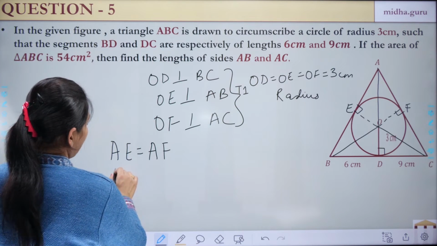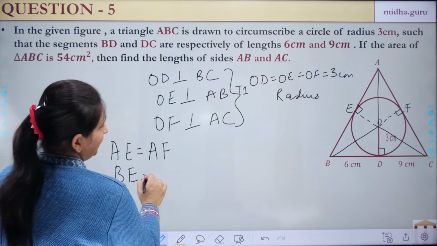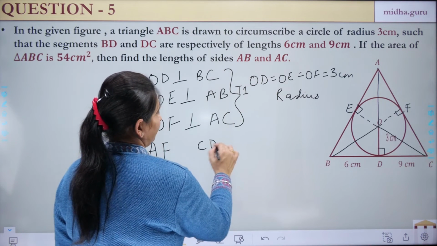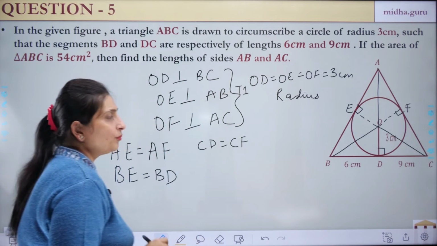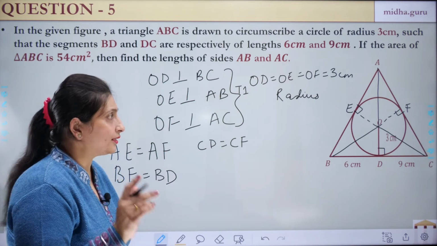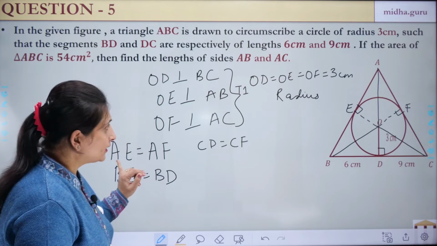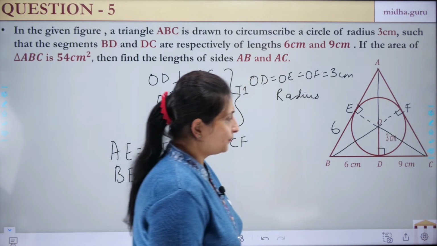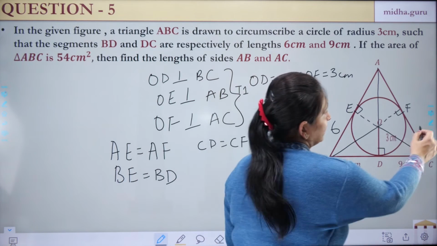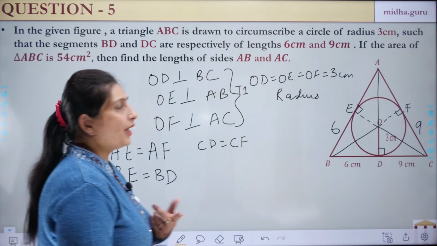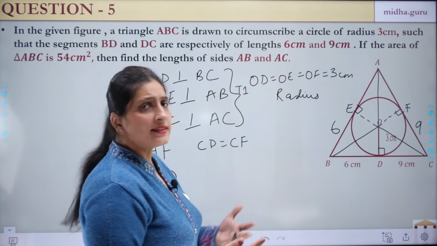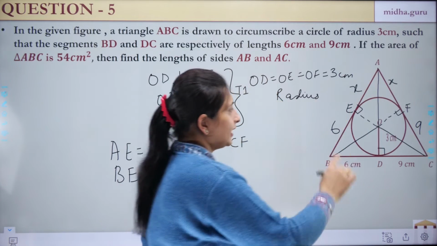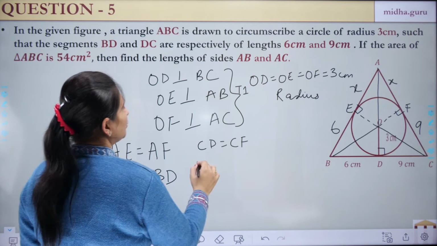So AE is equal to AF, theorem 3. Next we can write BE is equal to BD, and from here we can write CD is equal to CF. These are from theorem 3: tangents drawn from an exterior point are equal in length. So if BE is equal to BD, we know BD is 6, so BE will also be equal to 6. We know CD is 9, then CF also will be equal to 9. But we don't know AE, neither do we know AF. So let us assume it to be X. Let AE is equal to AF is equal to X, and let's just note it down.